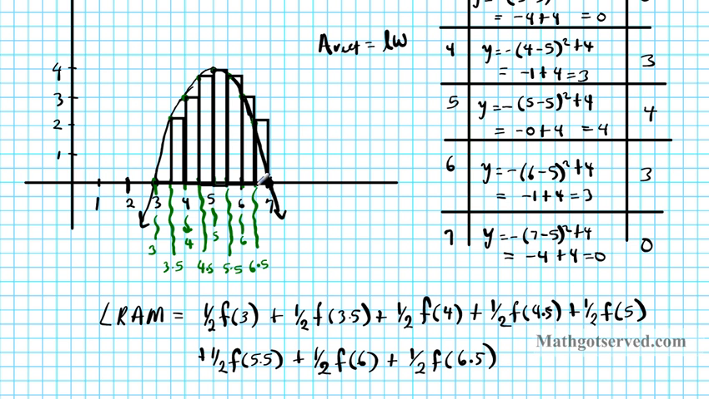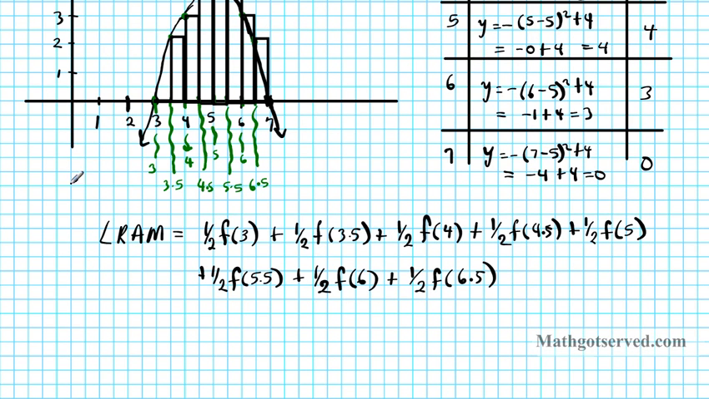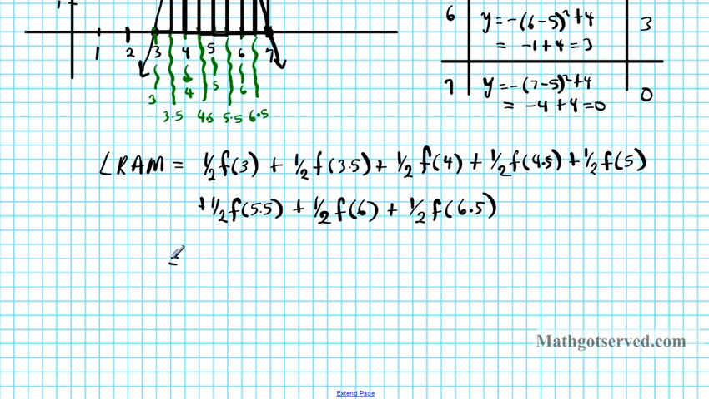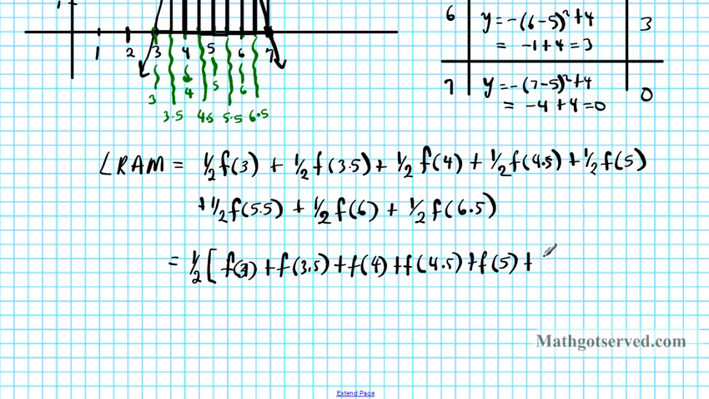Since you're evenly spaced, anytime you have evenly spaced rectangles in an approximation, you can just factor out the width, uniform widths, right? So I could have written this whole thing as 1/2 times f of 3 plus f of 3.5 plus f of 4 plus f of 4.5 plus f of 5 plus f of 5.5 plus f of 6 plus f of 6.5. Okay, this is a quicker way of writing it. You can write it this way since they're all uniform widths.